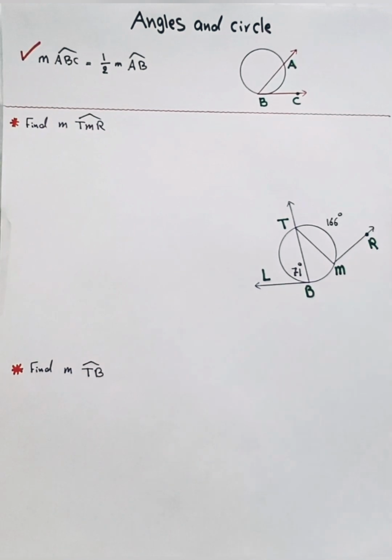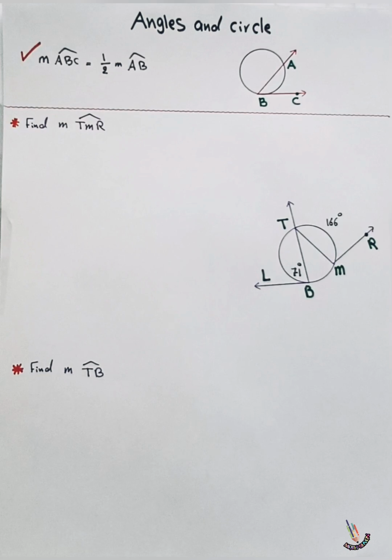Hello dear students, in this lesson I'm going to talk about angles and circles. First we have the tangential angle. A tangential angle is the angle formed by a tangent and a secant at the point of tangency.